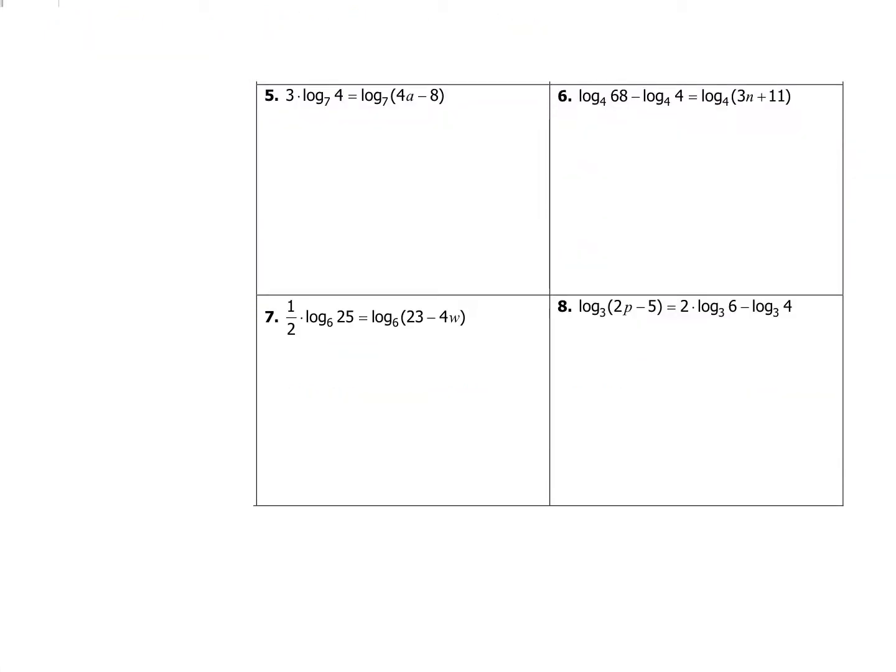Alright, so let's look at number 5. I have 3 times the log base 7 of 4 equals log base 7 of 4a minus 8. So when I look at it, I do have just a log and a log that are equal to each other. However, I have this 3 times that log out there. So what property told me that I could do something with that 3 times a log? Oh, I remember, the power property says I can just go back and make it an exponent.